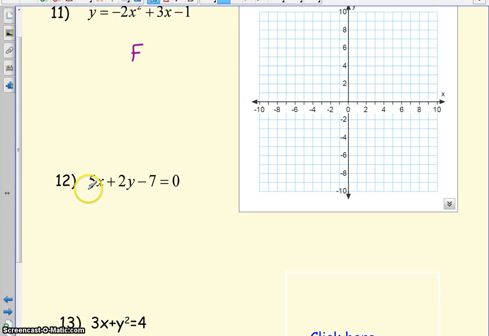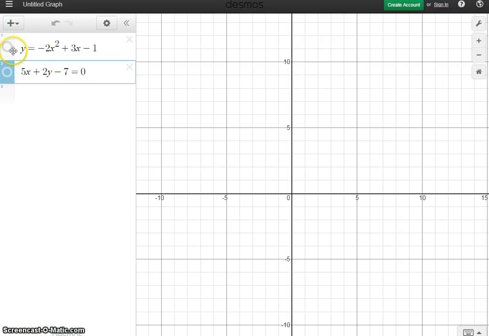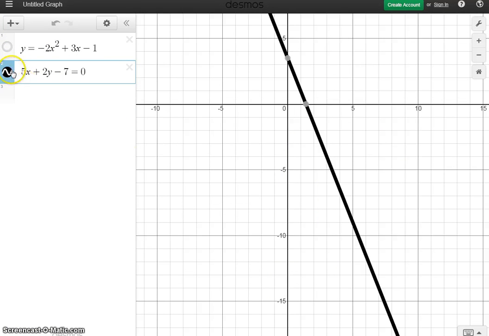Okay, number 12, if you look at 5x + 2y - 7 = 0. So this, if you remember from grade 9, is the equation of a line in standard form. If you're ever not sure, you can always rearrange the equation to solve for y and you get something in slope-intercept form. But this is a line, okay, and this is also going to be a function. So just to quickly show you the pictures of these. Okay, you can see that the parabola is going to pass the vertical line test, and the line will pass the vertical line test as well.